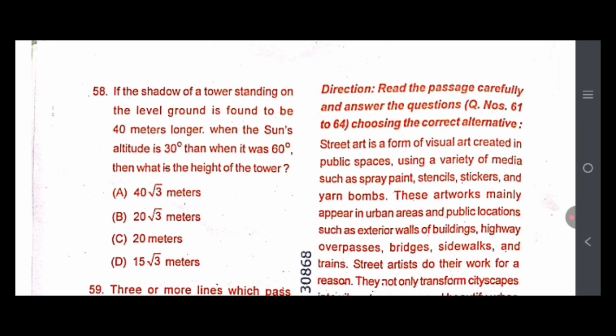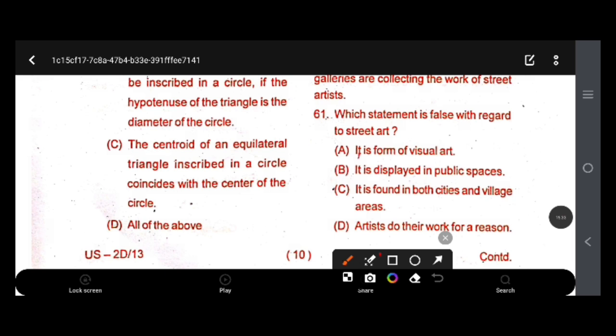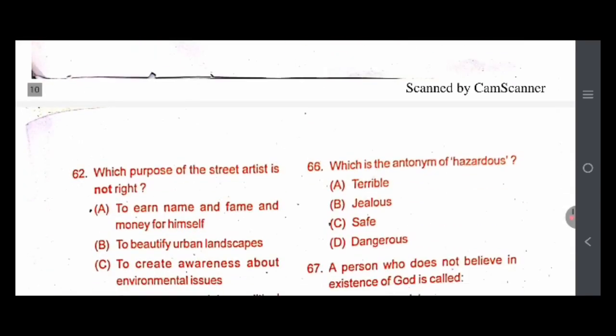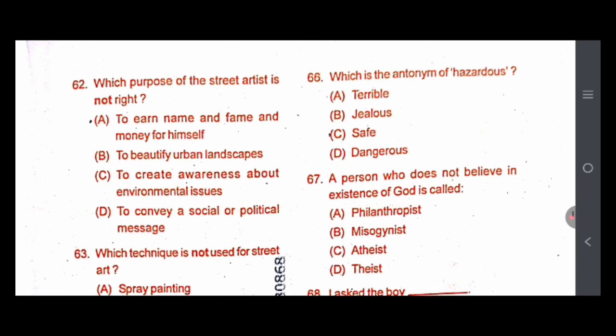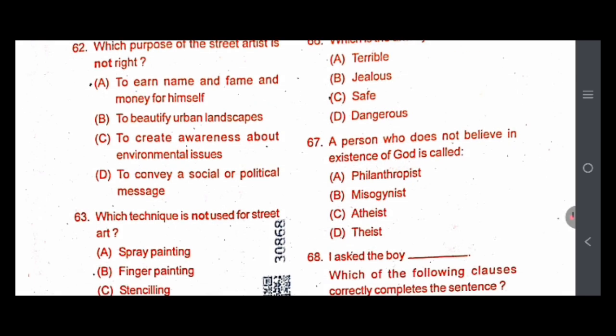Read the passage carefully and answer the question 61 to 64. Let's see question number 61: Which statement is false with regard to street art? The correct answer will be option C: it is found in both cities and village areas. 62: Which purpose of street artist is not right? The correct answer will be option A: to earn name and fame and money for himself.